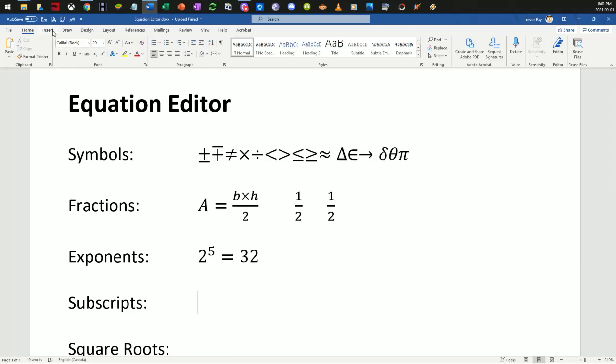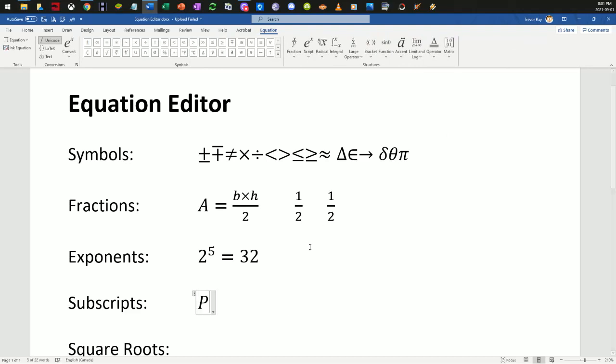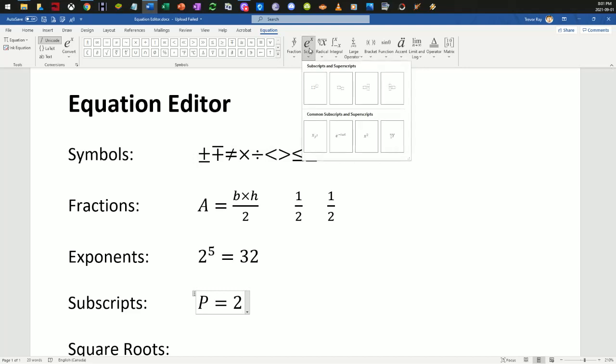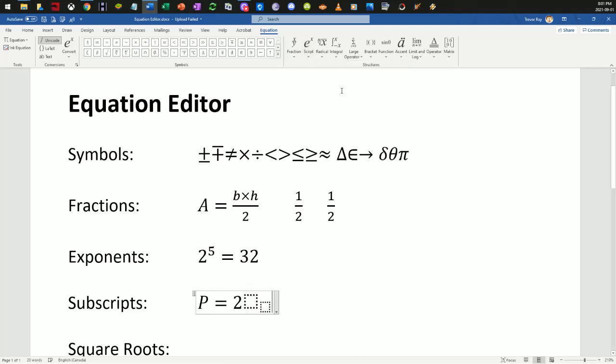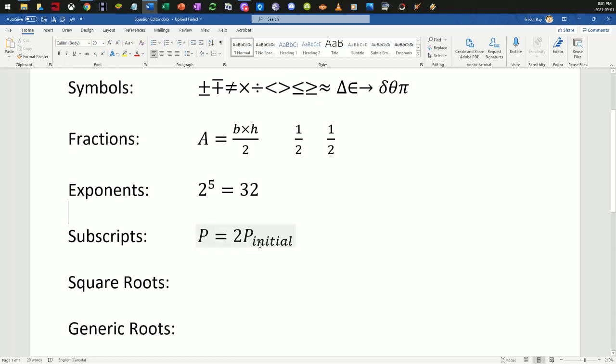So for instance, if a population has doubled, I could do something like this. The population equals twice, and I want to write down the initial population. I'm going to use a subscript up here, and I'm going to say population initial. Initial, does that look right? It looks like too many I's, but my brain is a little scrambled right now.